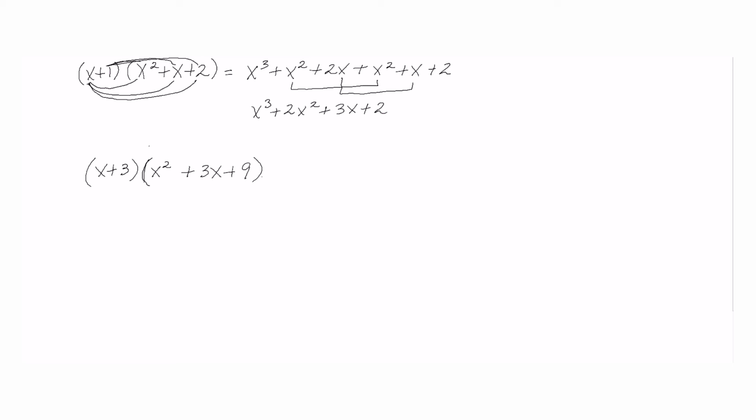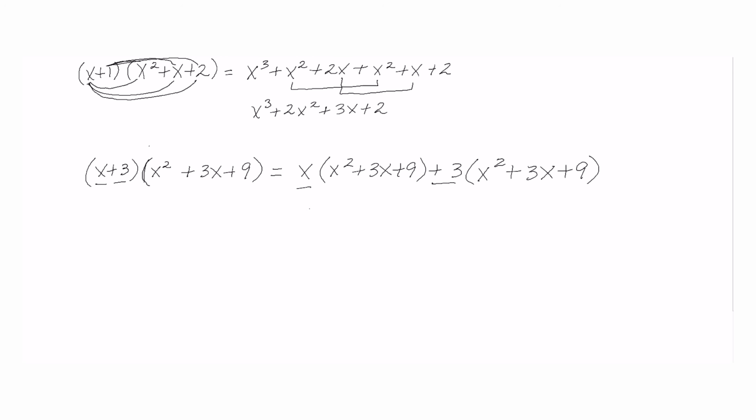Okay. Now, another way you could set this up, which might also be helpful to you, is to take the distributive property and say, okay, we have x times x squared plus 3x plus 9 plus 3 times that common factor, x squared plus 3x plus 9. So if it helps you get a little bit more organized, feel free to do it this way.